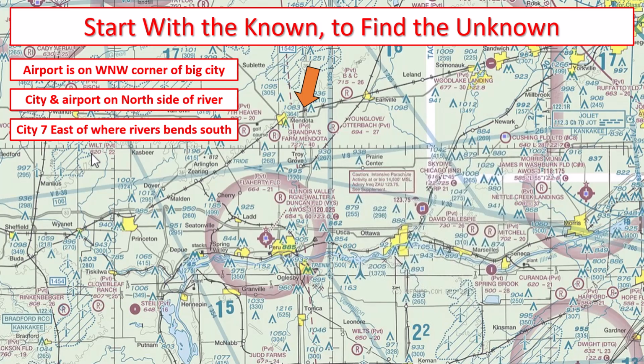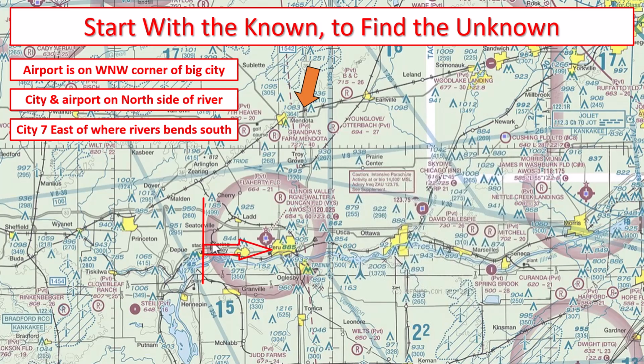This is where you use distance and other landmarks to determine where things are. So in this case, we know the city is east of where the river bends south. So looking at the river all across here, it goes east to west. And right when it gets to this point, this is where it starts to turn downward to the south. So if you draw a line straight up from there, from here to the city, that's about 7 miles.